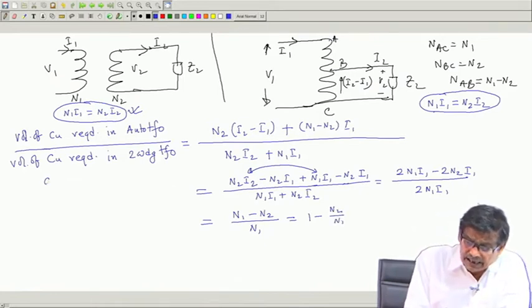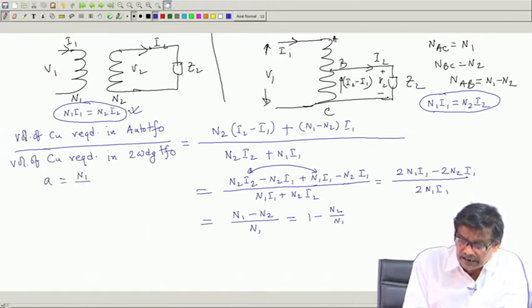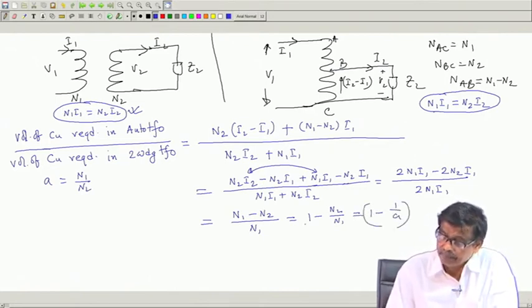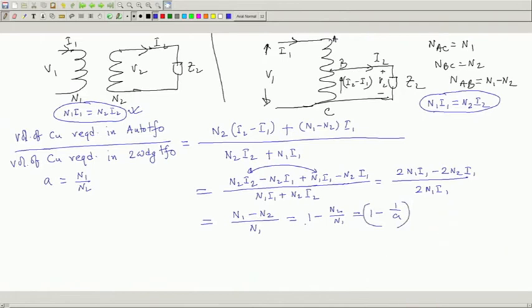And we were writing A is equal to N1 by N2. If that is the case, then I will write it as 1 minus 1 by A. So, copper required in auto transformer will be this times the copper required in a two winding transformer. If this fraction is less than 1, then there will be savings of copper. And mind you, I am considering the step down case.